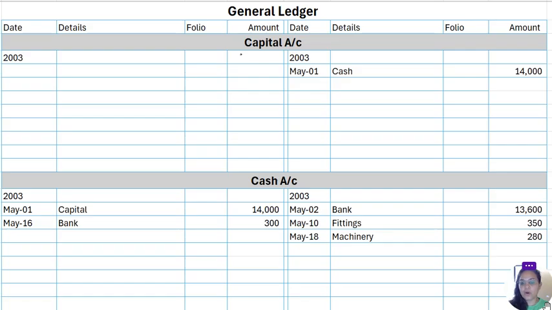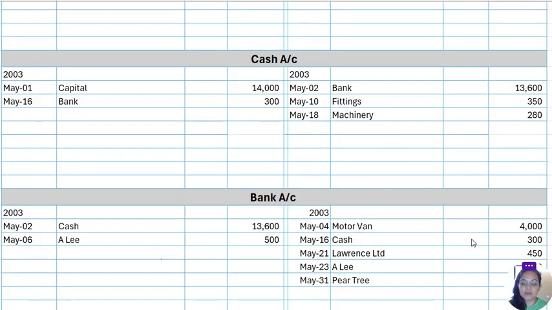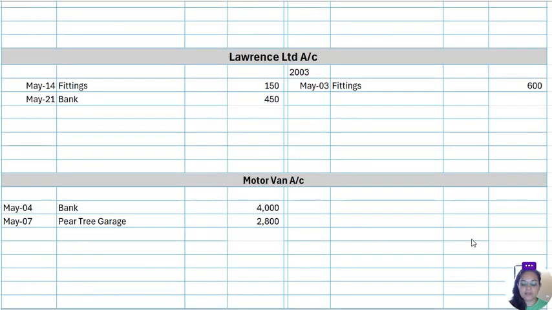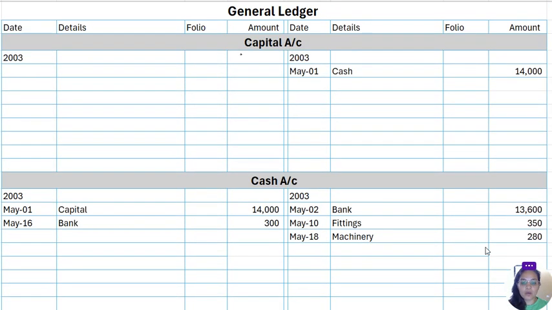Today I'm going to show you how to balance off accounts. Now, we have a few accounts here, of different types, like capital, assets, and liabilities. But regardless of what type of account you're balancing, these are the rules to follow.